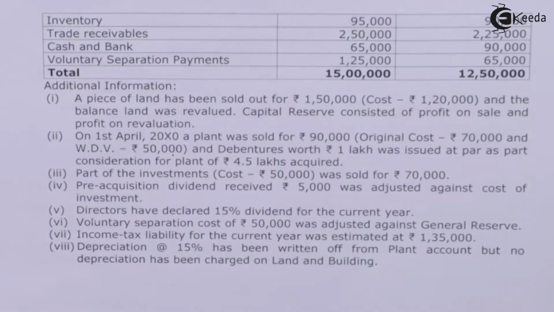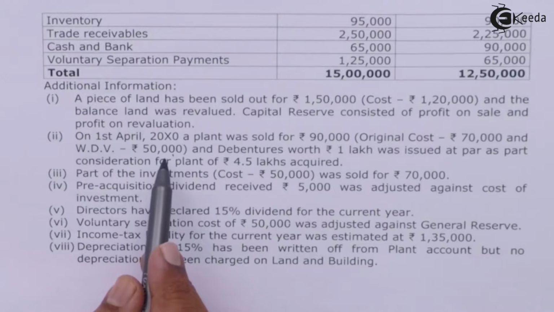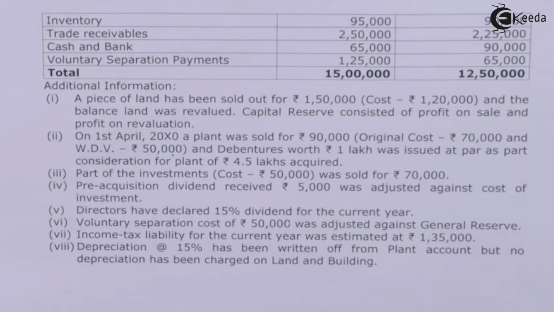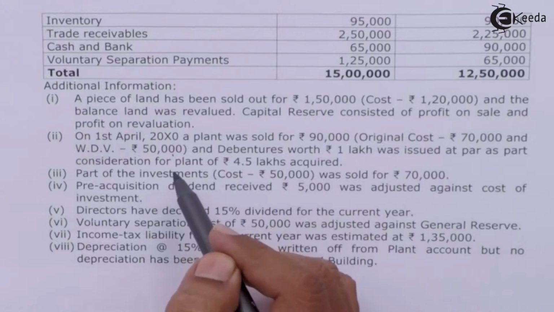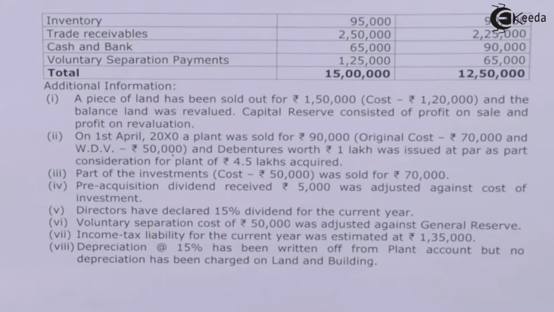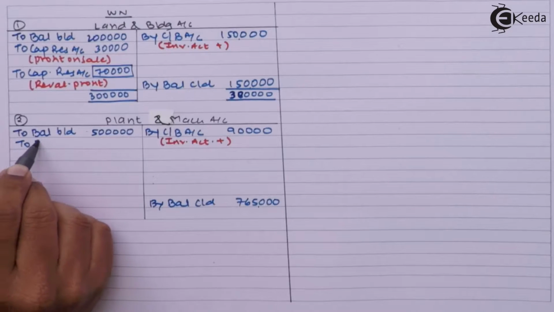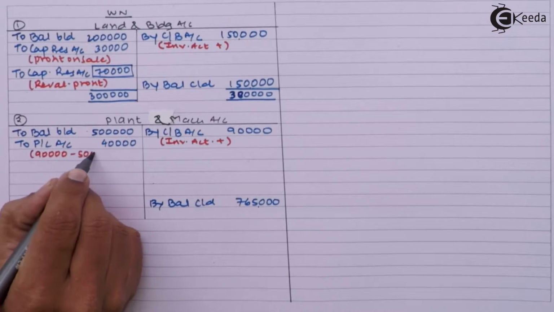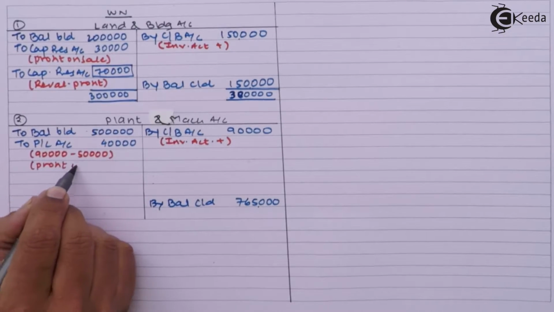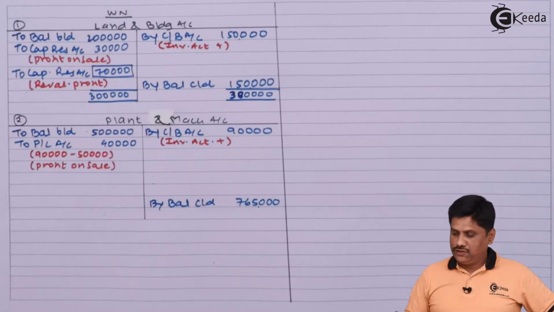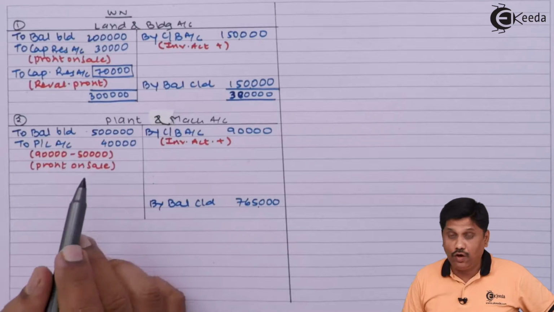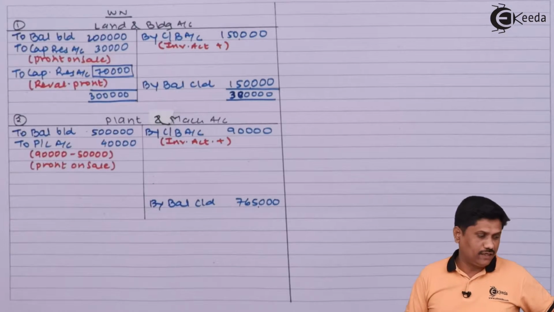90,000. They mentioned WDV is 50,000. What WDV was given? 50,000. Sold for how much? 90,000. So 40,000 is the profit. This you must have credited to your profit and loss unless some other information is given. So we will transfer it to the P&L account. So entry will be plant and machinery account debit to profit and loss account. So your profit on sale we have transferred to P&L account. So P&L account must have been credited, and when P&L account is credited, it is not operating activity. So we will subtract it from there.